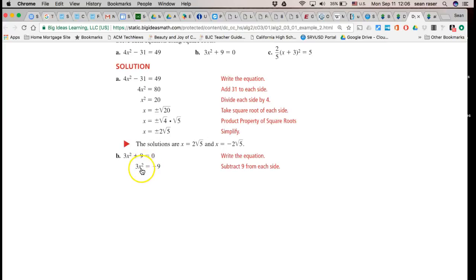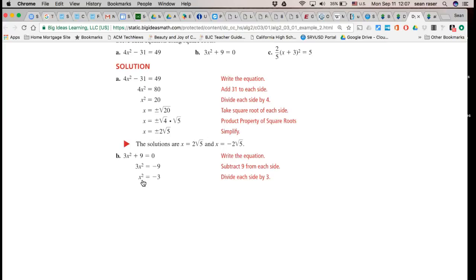So we need to isolate x squared. So we need to divide by 3. You're not ready to take the square root of both sides just yet. You have to get the x by itself. Okay, so let's divide by 3. We get x squared equals -3.